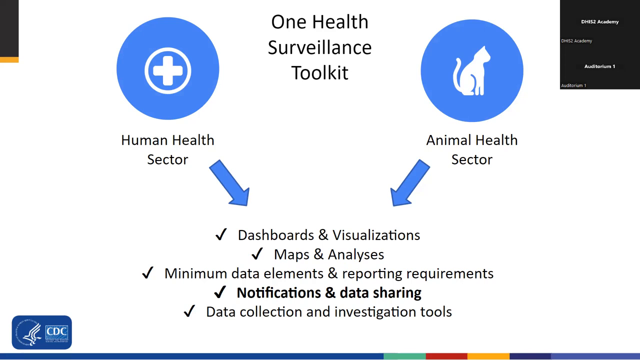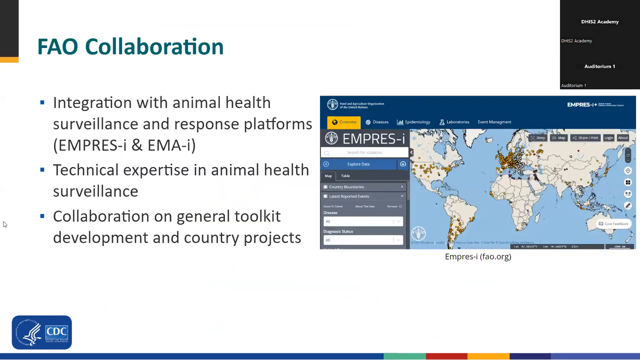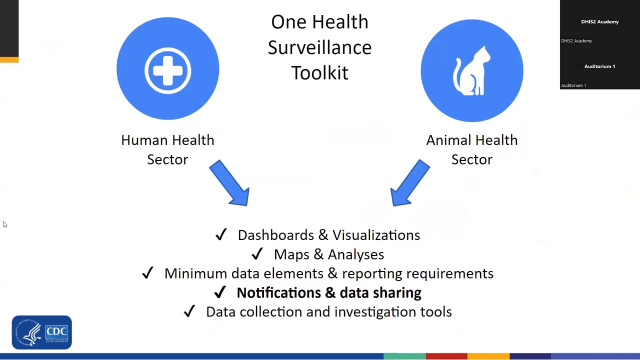This is an ongoing project. This is not something that has been completed, so the toolkit is not available yet, but it is something we are currently working on. And these are the goals here: dashboards and visualizations, maps and analyses, minimum data elements and reporting requirements within this toolkit. But the big one that I'll be talking about today, and something that we've been as a group focusing on more recently with our resources, is the notification and data sharing across sectors. Lastly, we would include data collection and investigation tools within this toolkit.